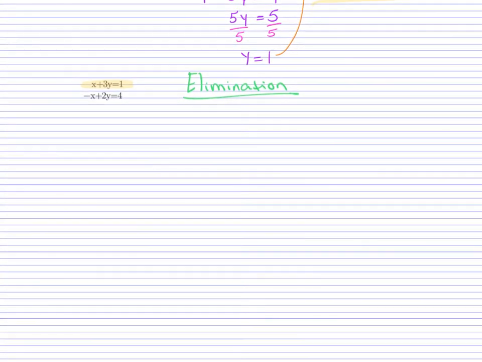So now we're going to use elimination. What we do is we try to get one of the variables to be exactly the opposite. You notice we actually already have that. We have x plus 3y is equal to 1, and negative x plus 2y is equal to 4. Now let's double check. These both have to be in standard form. In other words, x and y have to be on the same side.